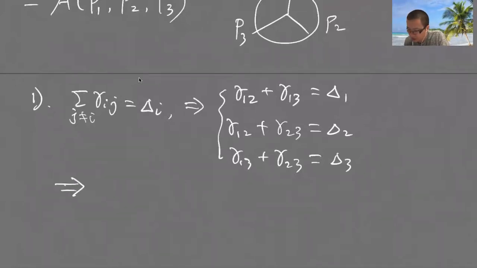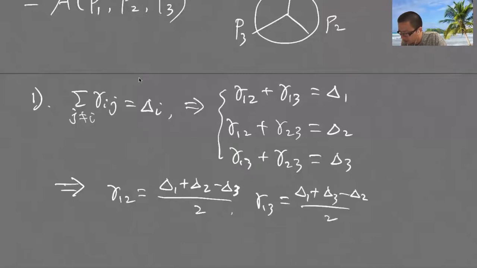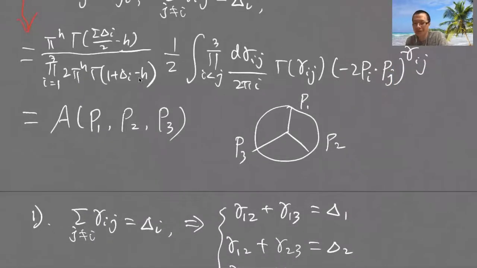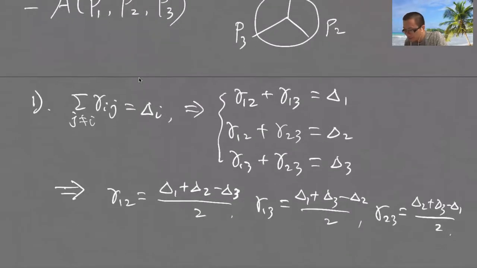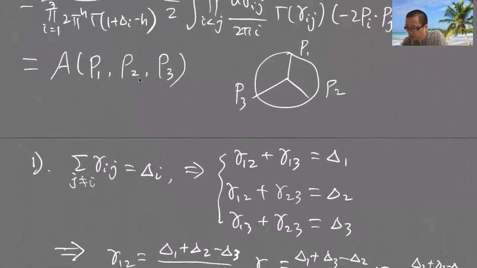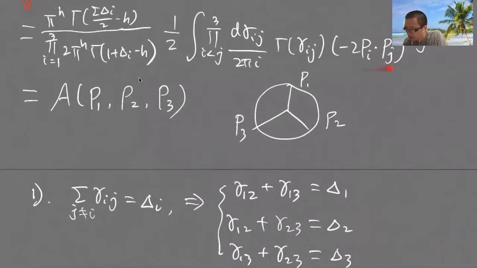From here we find gamma 1,2 is simply delta 1 plus delta 2 minus delta 3 over 2. Gamma 1,3 is delta 1 plus delta 3 minus delta 2 over 2. And similarly gamma 2,3 is delta 2 plus delta 3 minus delta 1 over 2. So they are completely fixed. At 3 points, there's really no integral. So basically, you can plug this into A3.